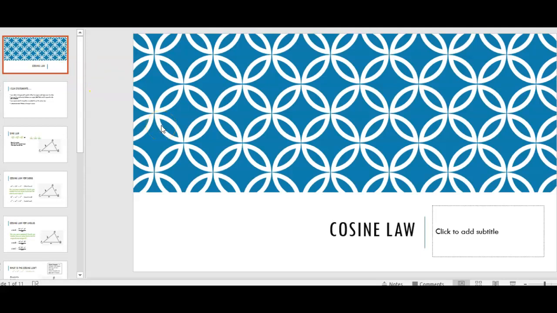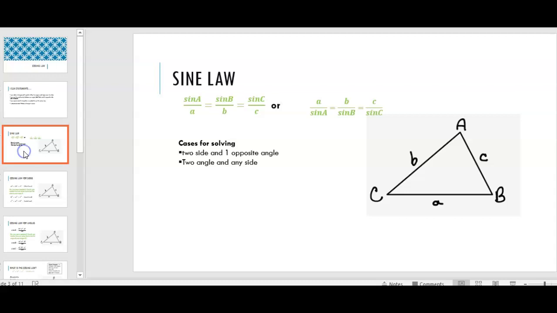Hello everyone. Today we will introduce the second law of trigonometry, cosine law. Before we do that, let's recap one more time what sine law states and what are the cases that we can use sine law to solve a triangle. So sine law states that the ratio of the sine of the angle with the length of the side opposite that angle is the same.